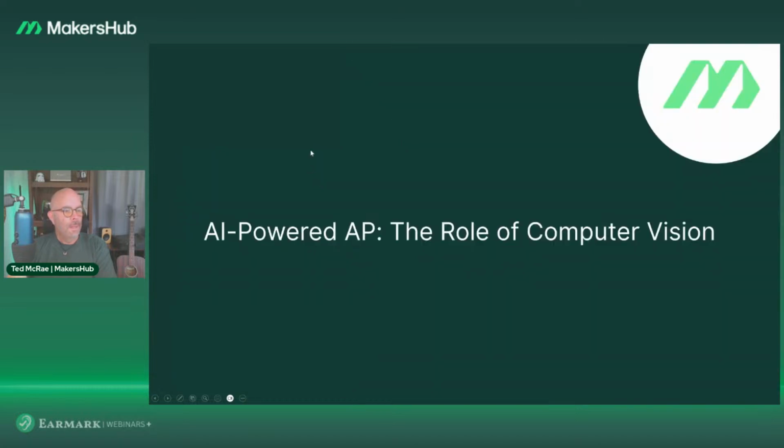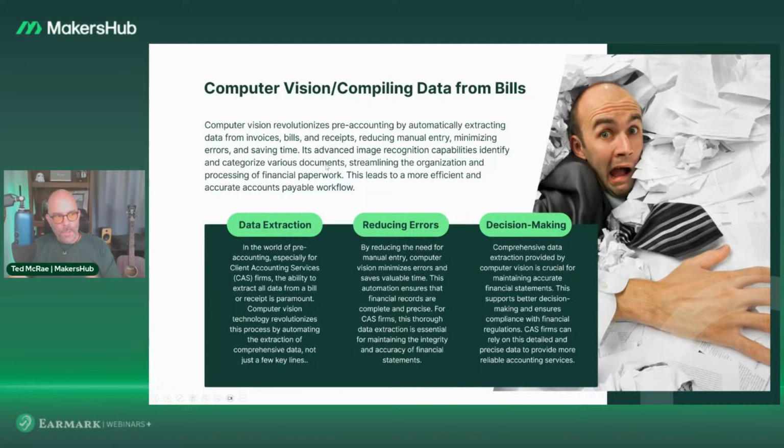All right, so now let's talk about the role of computer vision, right? So computer vision or the data extraction, look at what we just did with computer vision, because it revolutionizes this whole pre-accounting aspect in a CAS type environment. So what do clients need and what do you need to help your clients? You need data. One of the most expensive things is to get that data, right? Because it takes a ton of time to enter that data.